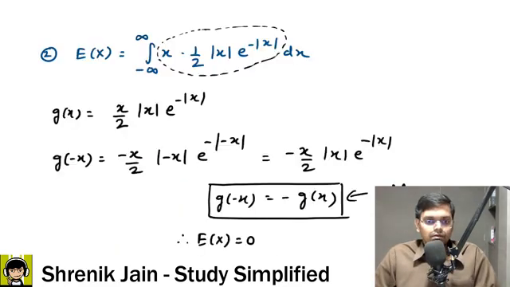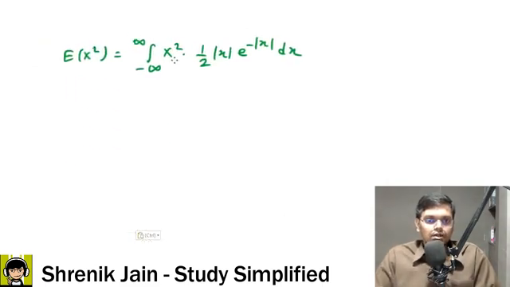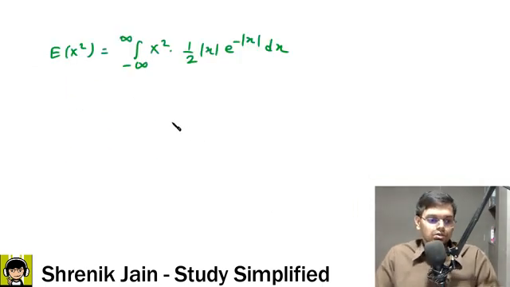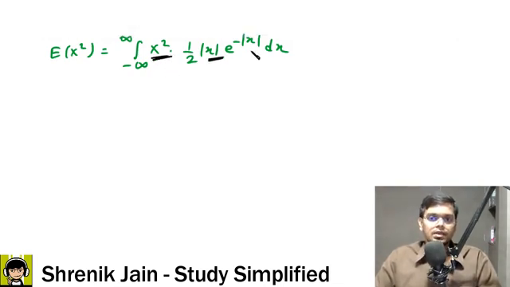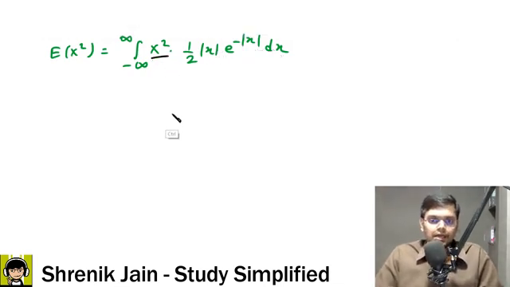Everything is even. If everything is even, we have to solve them. Yes or no? Tell me, guys. X square even, this even, this even. If everything is even, integration is not 0.